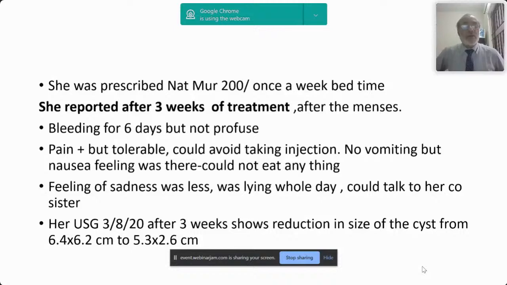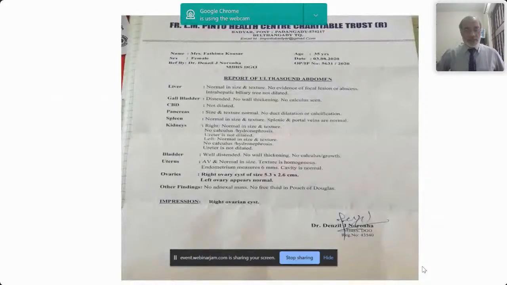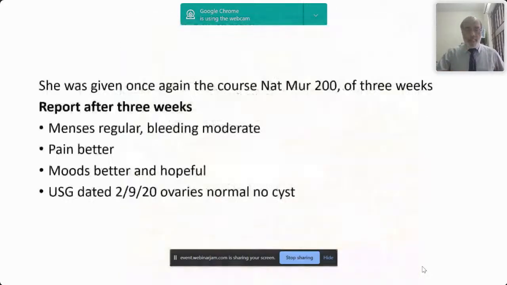No vomiting, but nausea feeling was there. Could not eat anything. Feeling of sadness was less. Was lying the whole day. Could talk to her co-sister. Her ultrasound was done after 3 weeks, and it really shows half the size of the cyst. It became from 6.4 into 6.2 to 5.3 into 2.6. This is the ultrasound where she has right-sided ovarian cyst, but the size is less.